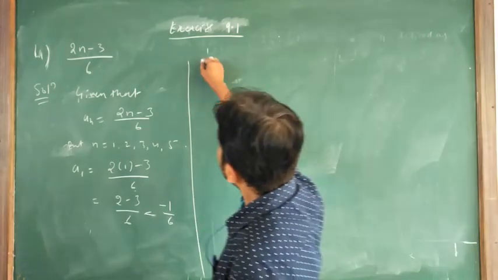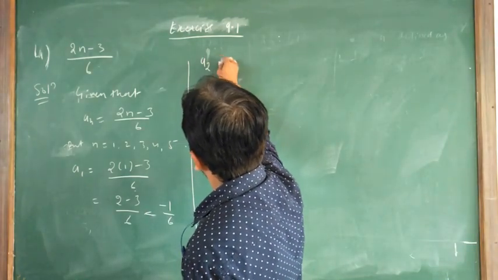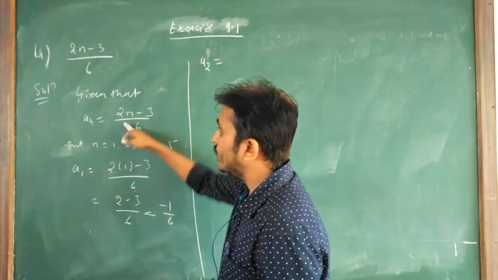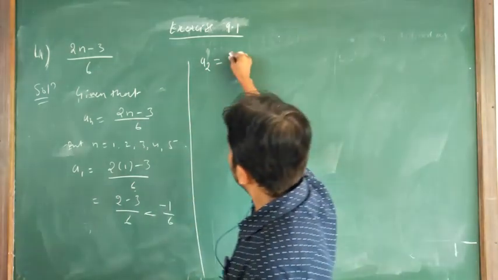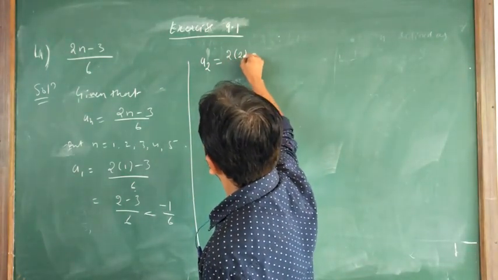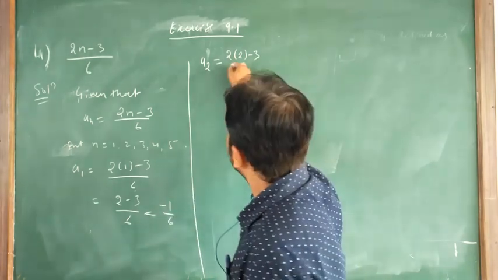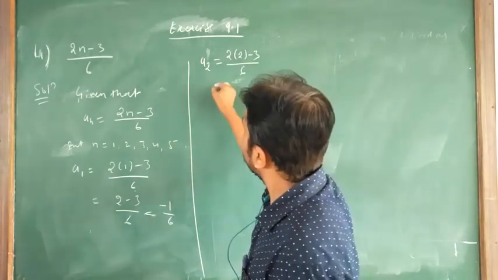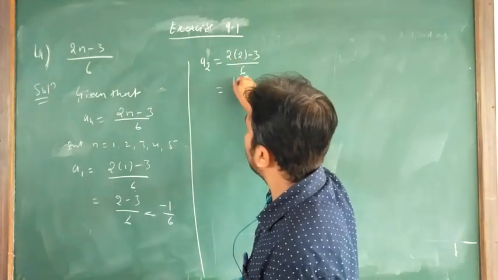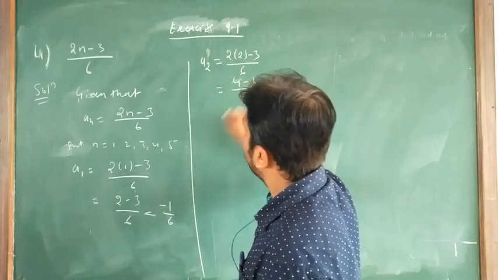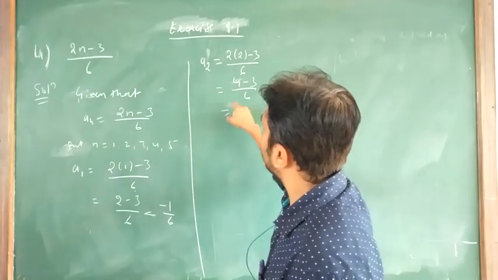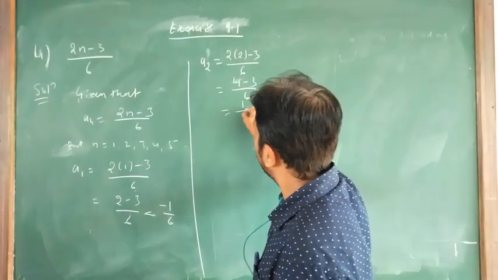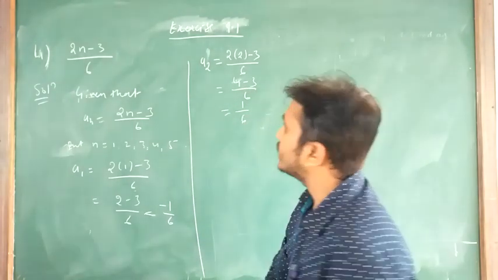Next, the second term, A2 equals 2n minus 3 divided by 6. Put n equals 2 here: 2 into 2 minus 3 divided by 6, which is 4 minus 3 divided by 6, that is 1 by 6.